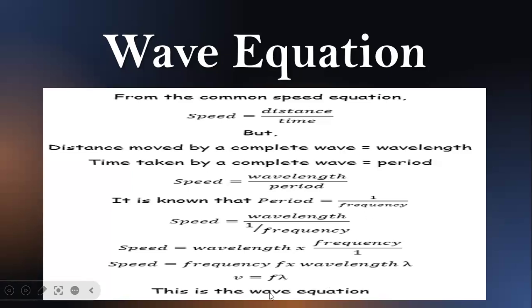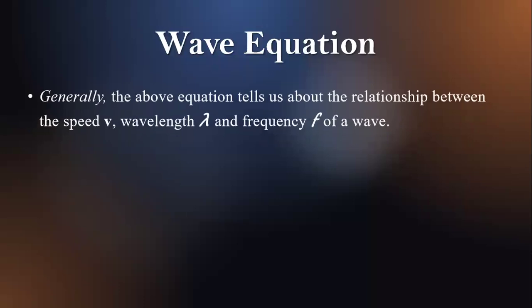So this is the wave equation. The wave equation simply shows the relationship between the speed, the frequency, and the wavelength of the wave. So the wave equation is that the speed equals frequency times the wavelength. I hope that's clear. Now, generally, the above equation just tells us the relationship between the speed, that is denoted by V, the wavelength, and the frequency of a wave.